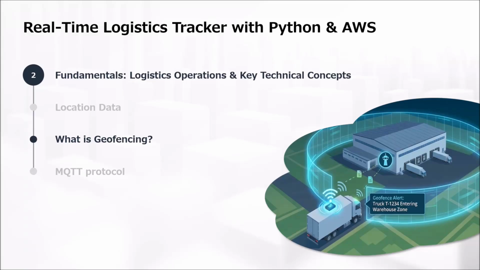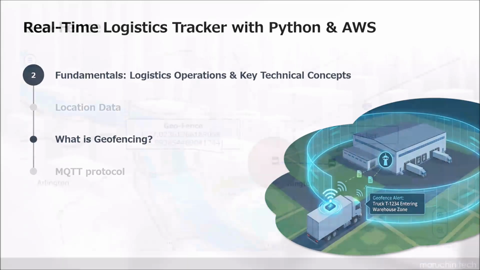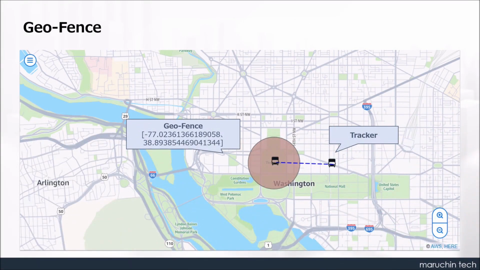Next, let's talk about geofencing. A geofence is a virtual boundary set on a digital map. Using location data like GPS, the system automatically detects when a device enters or exits a specific area. The biggest advantage is that you don't need physical sensors or gates. It is cost-effective and you can easily change the boundaries via the web.